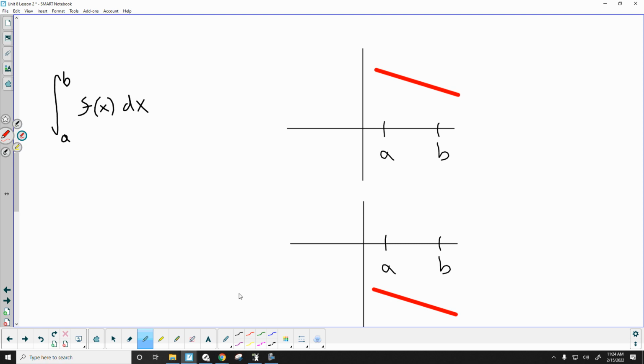Now, one thing we didn't really specify or really focus on is the fact that this A to B, the order matters.